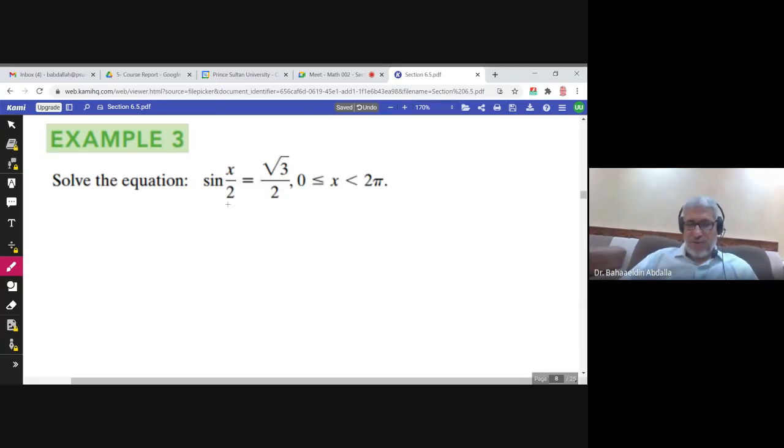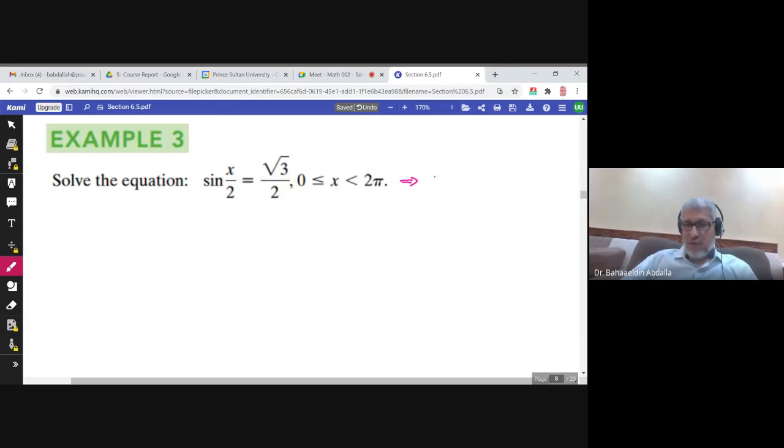Let me solve this one. Again, if you have a multiple angle, as soon as you don't have x, you have something times x, your first step is to have x over 2 here. Okay, I need to find the range of x over 2. I know that x is between 0 and 2 pi, but I need x over 2. So I should divide by 2.